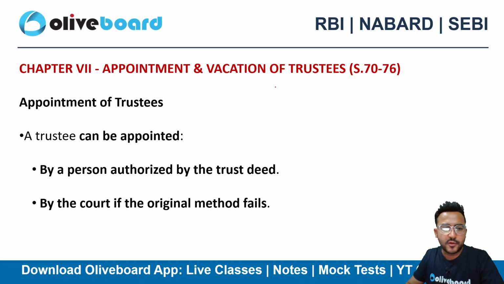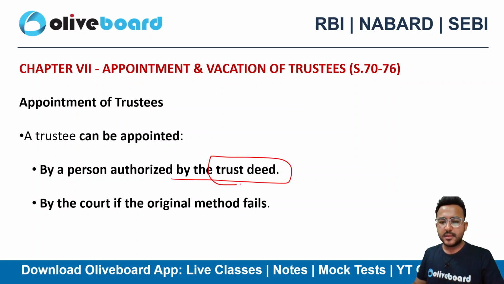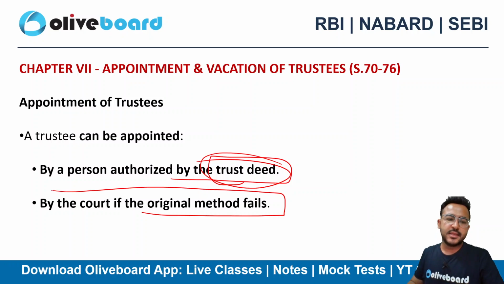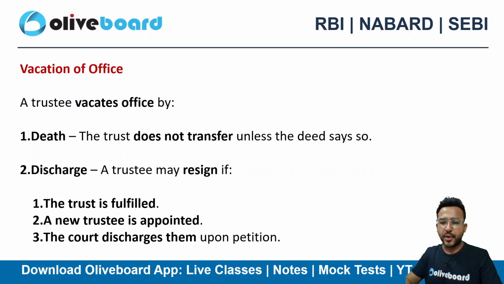Appointment and vacation of trustee. Now, appointment of trustee. A trustee can be appointed by a person authorized by the trust deed. Whosoever is authorized by the trust deed can appoint the trustee. Or by the court if the original method fails. If nothing is there in the trust deed, then the court can also appoint trustees here. Okay.